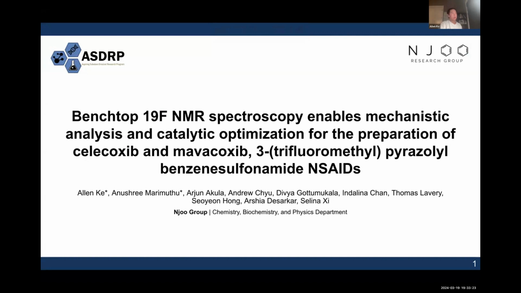I'm here today to talk to you about our NSAIDs project, where we use benchtop 19F NMR spectroscopy to enable mechanistic analysis and catalytic optimization for the preparation of Celecoxib and Mavacoxib, the aforementioned NSAIDs.